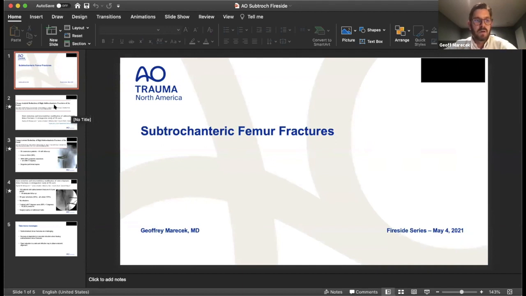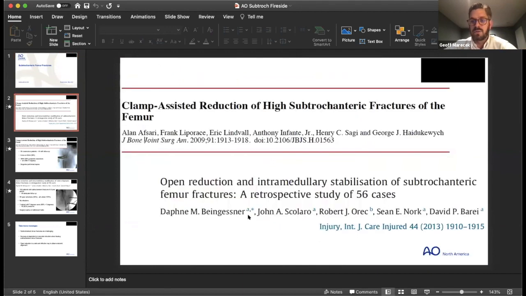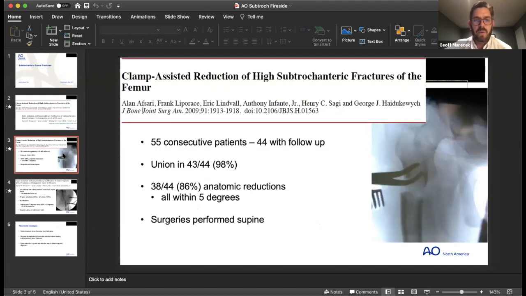So I'm gonna highlight two journal club articles here. One is this paper by Alan Afsari from 2009 that was published in JBJS. The other one is a paper that was published from Harborview in 2013 by one of our co-fellows, John Scalero, and some of the faculty there. And they're both about open reduction.